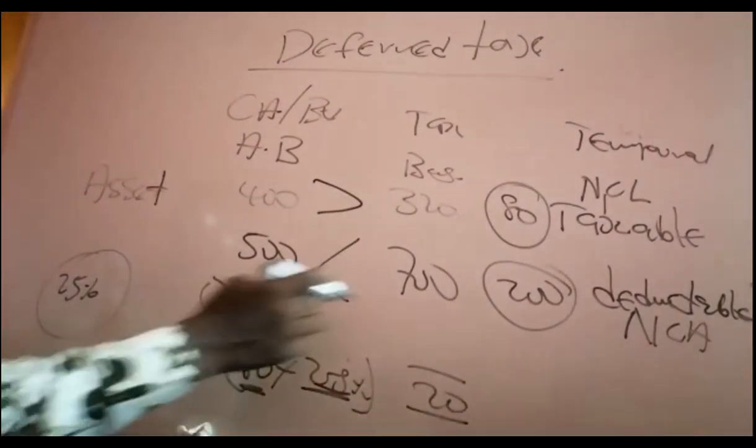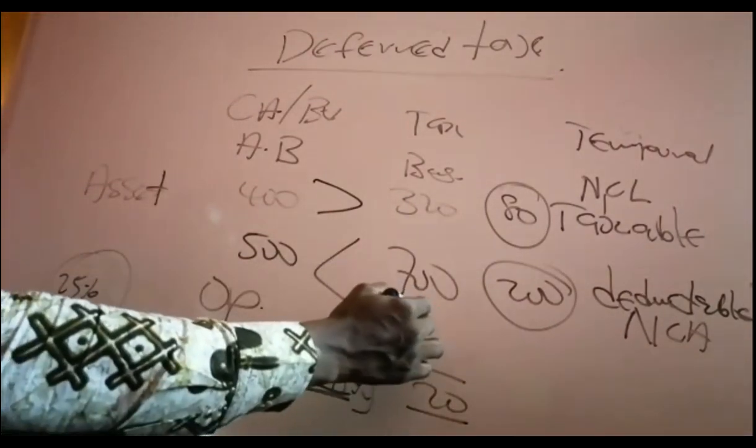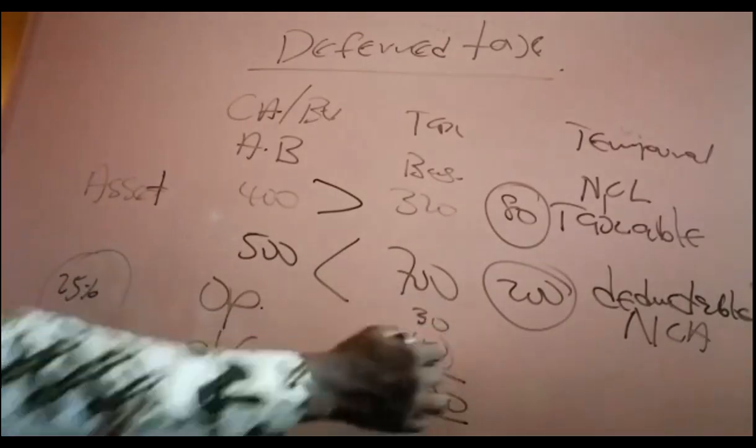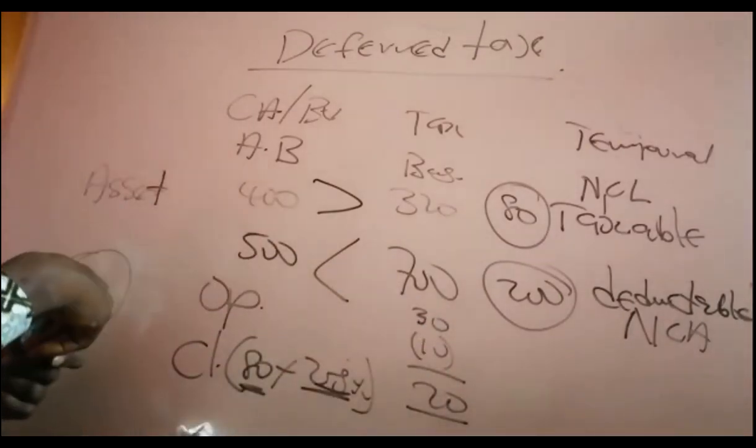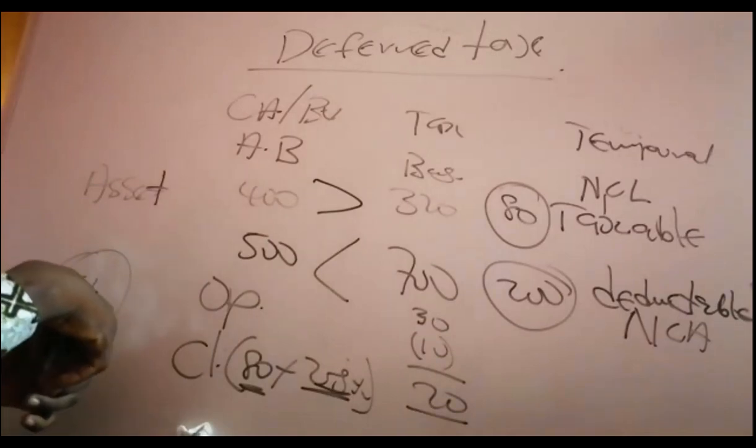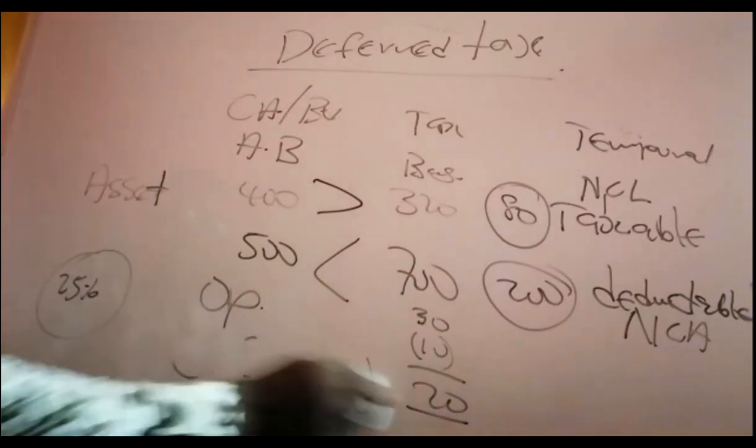Now you compare this to the opening balance. Maybe the opening balance is 30. Oh, it has reduced by 10. And you send it to the P&L. And then you are done. So that's how we're going to do it.